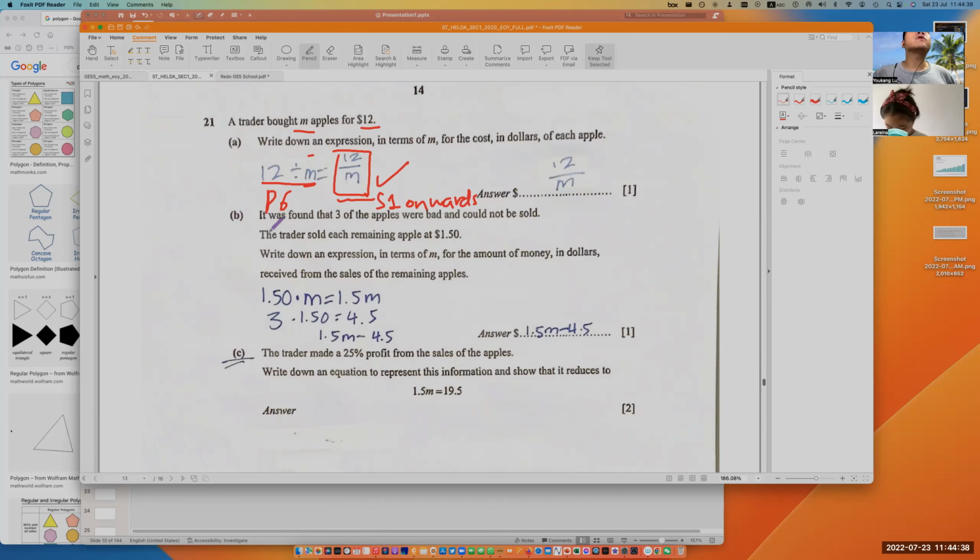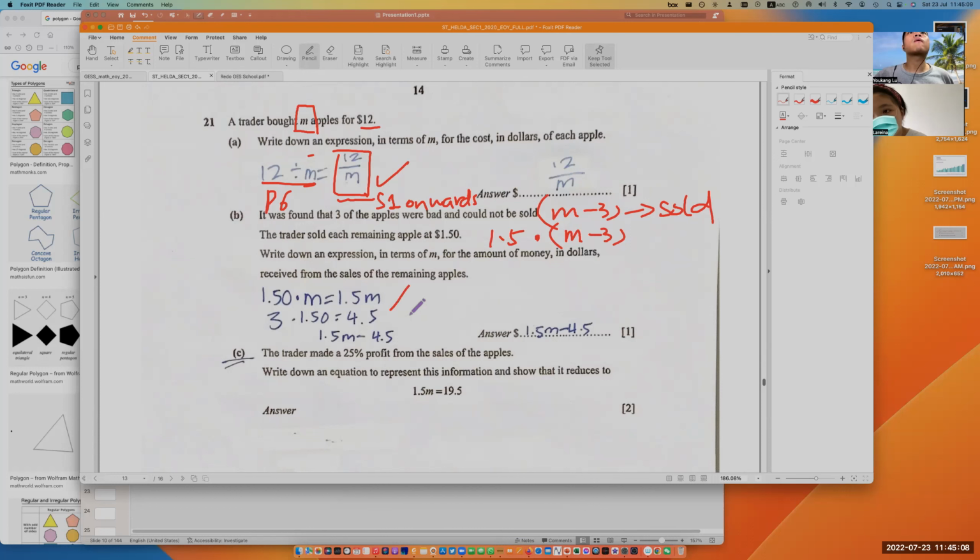Then if it was found that 3 of the apples were bad and could not be sold, so m minus 3. Because you bought m, 3 of them cannot be sold, so you can only sell m minus 3 apples. The trader sold each remaining apple, so the remaining apples are m minus 3. Therefore 1.5 times the remaining.